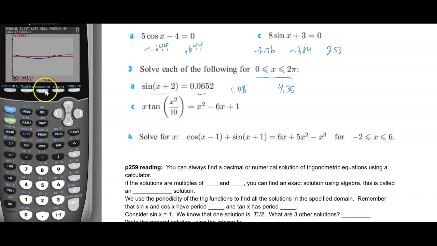Well, now look at C. C is quite challenging. It's got two very weird looking functions. Like the left side is not just a tangent function. It's got x times tangent, and then you've got x squared divided by 10 inside.